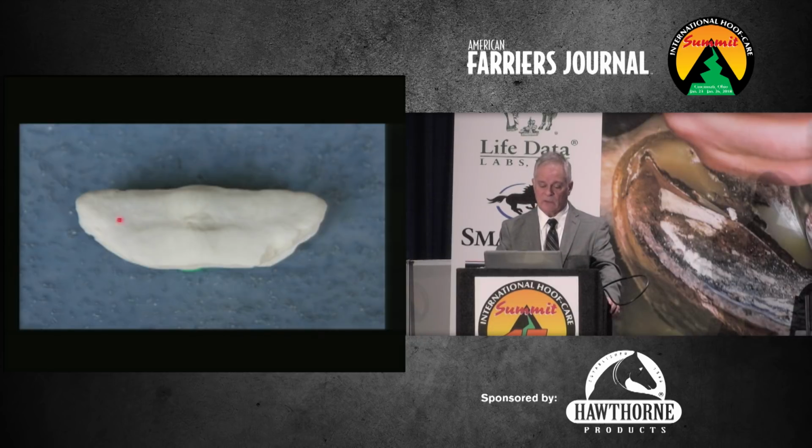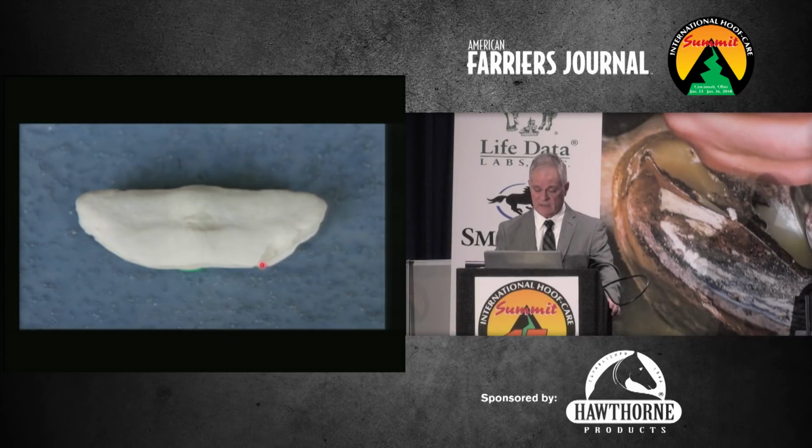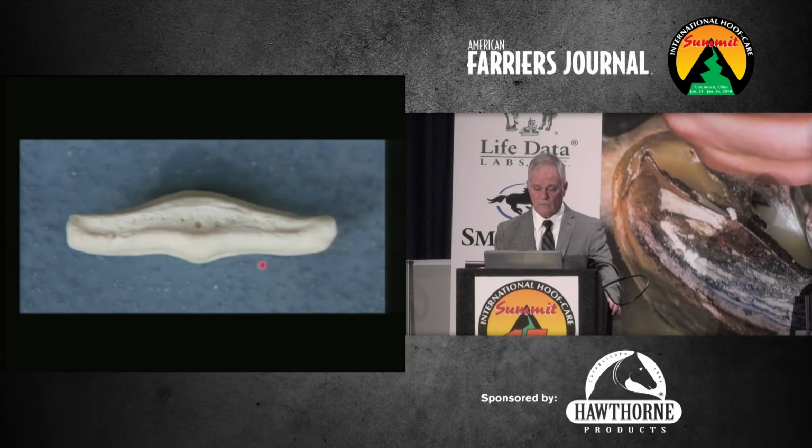Okay, so now we've flipped the bone over and we're looking at the flexor side. Again, the top is where what we'll refer to as the proximal suspensory ligament of the navicular bone attaches, and the bottom is what you commonly hear called the impar ligament, or the distal suspensory ligament of the navicular bone.